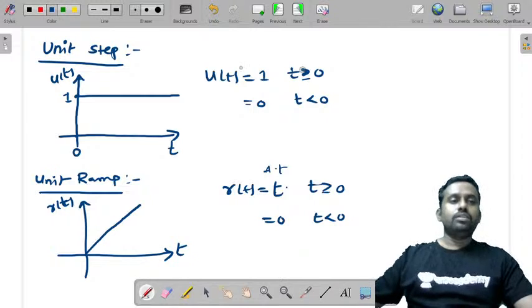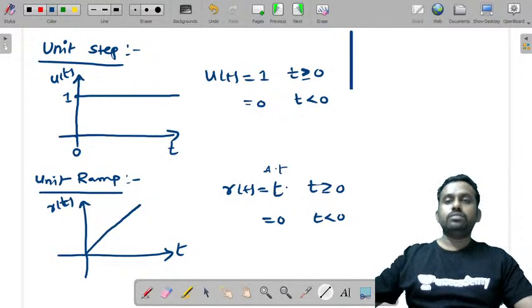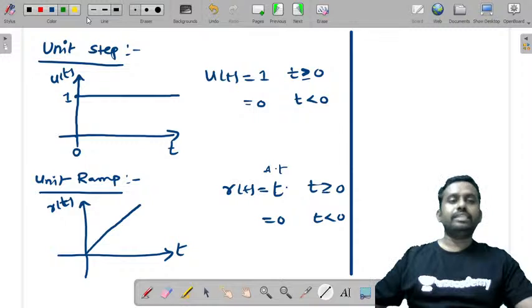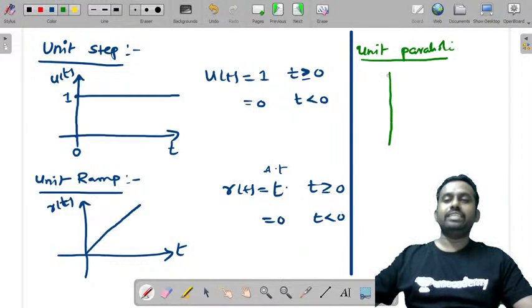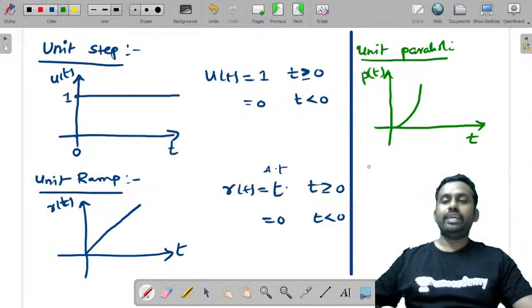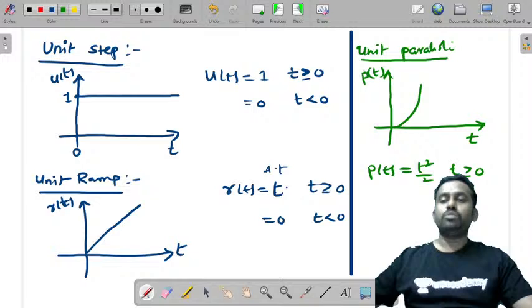Now let us consider the unit parabolic. It is a sort of acceleration input, an acceleration signal given to the system. It is something like this, and you can denote it as r of t or p of t, and it is given as t square by 2 for t greater than or equal to 0, and is 0 for t less than 0.